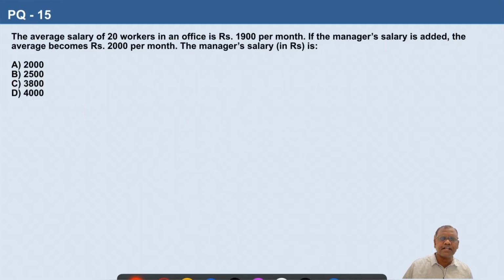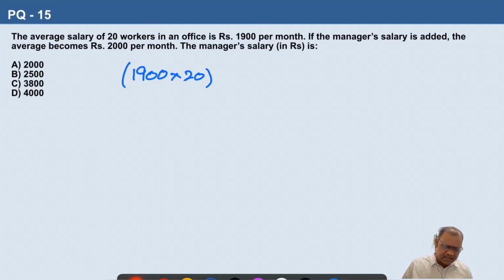Question number 15. The average salary of 20 workers in an office is 1900 rupees per month. If the manager's salary is added, the average becomes 2000 per month. The manager's salary is what? The average salary of 20 workers is 1900 rupees, so the total salary would be 1900 multiplied by 20.